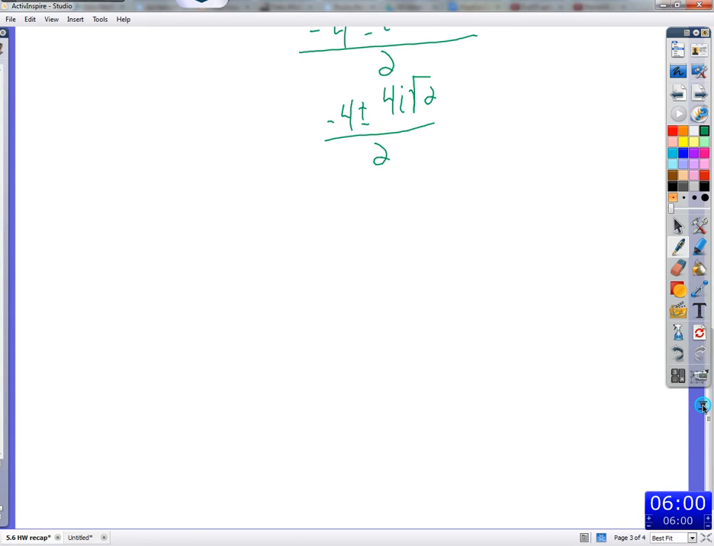Then we can simplify all of these, all three of these terms, right? Terms are separated by plus and minus. Okay, so all three of these terms have a 2 in common. So negative 2 plus or minus 2i root 2 over 1, but you don't need to write it over 1. Can you scroll up a little bit? Sure.